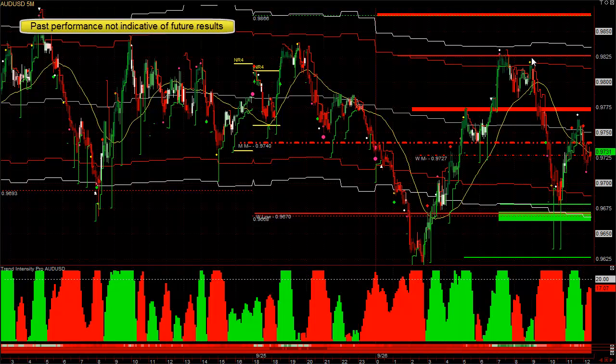Once you see a double top at the outer containment bands, usually the market's going to reverse, and you can see that the intensity is half of what it was at the first peak, and then it came flying back down again, over 125 pips down.